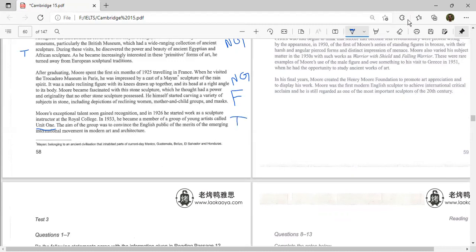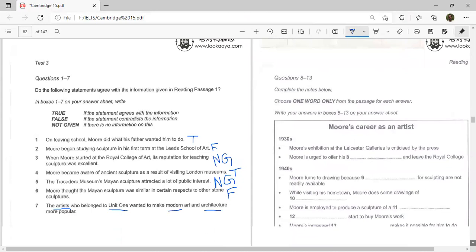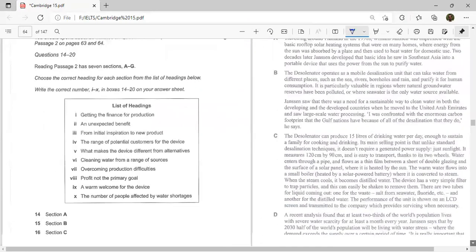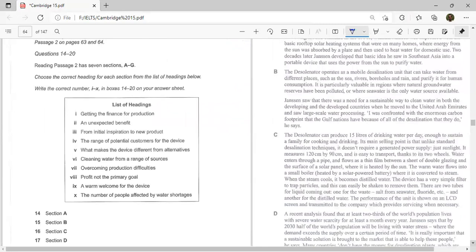Were you lying to me when you said that you're facing problems in true, false, not given? I don't know, sir, I'm not good at this. Not good at all. All right. Okay, list of headings. Is your list of headings good? Hello? Yeah. Hello.